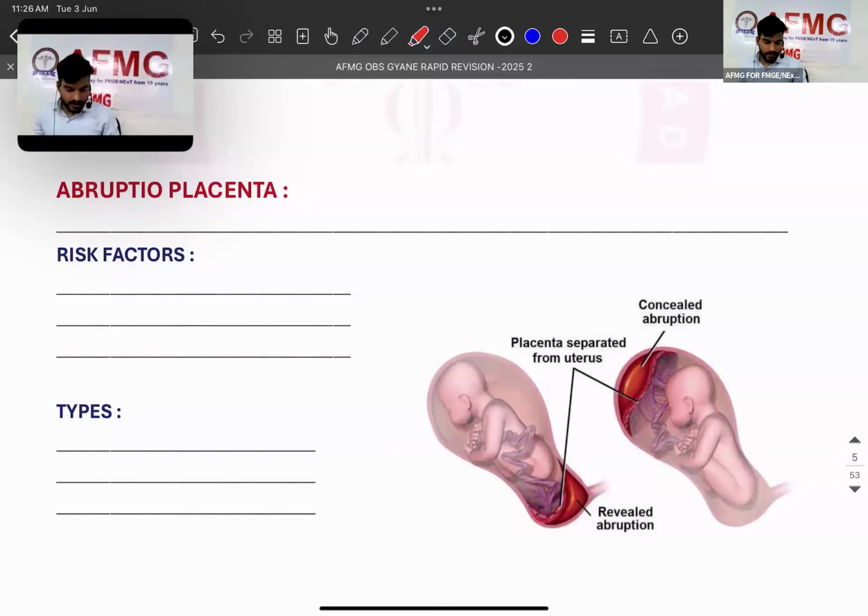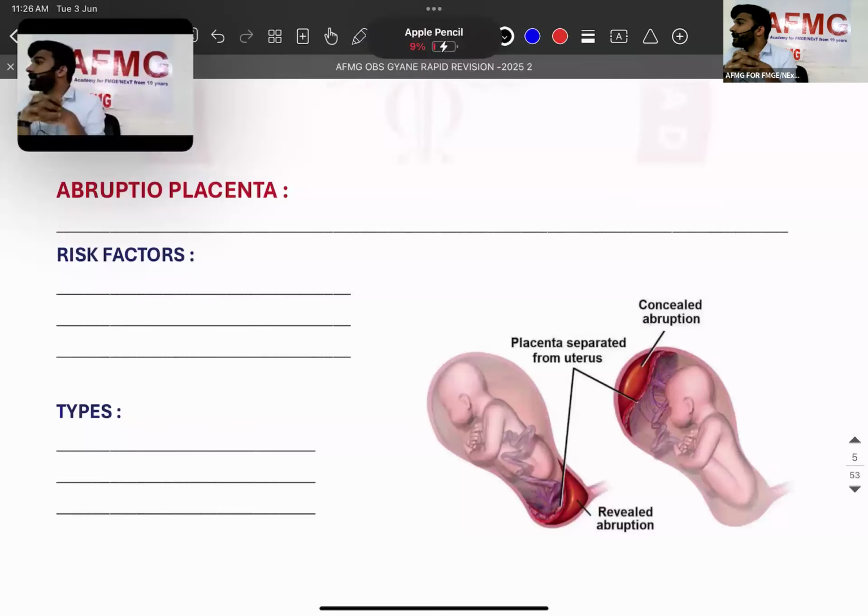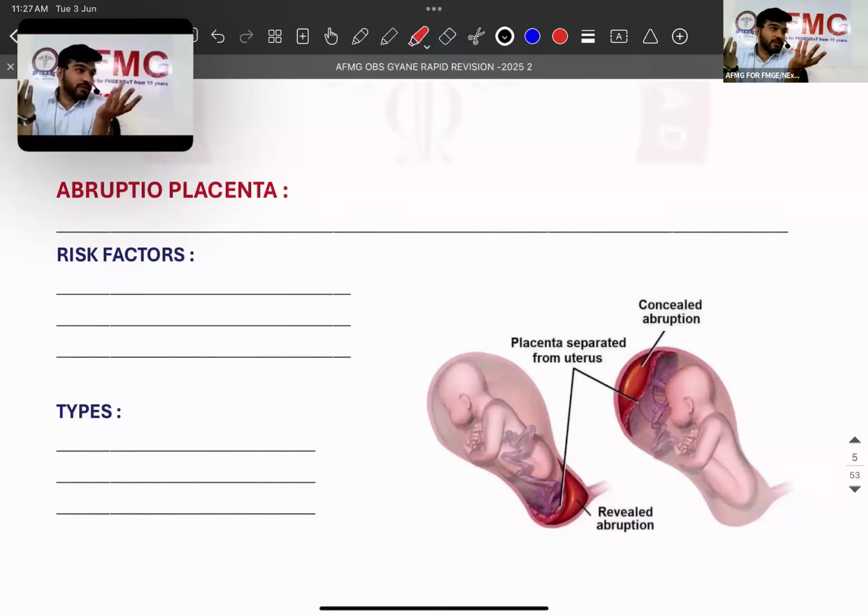In the next condition, tell me what is the next condition? Abruptio placenta. What is abruptio placenta? Premature separation of the placenta. Abruption, abruptly, suddenly. The word itself says it. What does abrupt mean? All of a sudden. Now, all of a sudden, this normally implanted placenta detaches. What is the condition called? Abruptio placenta.